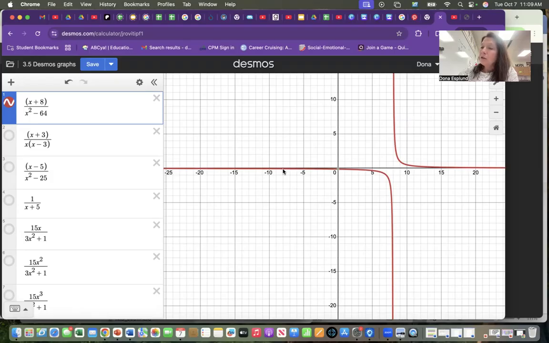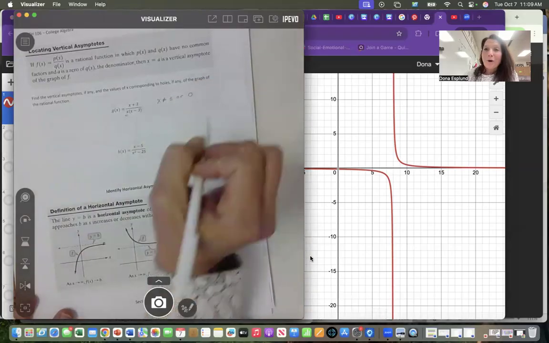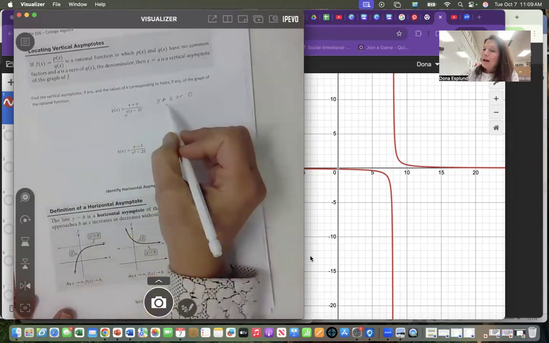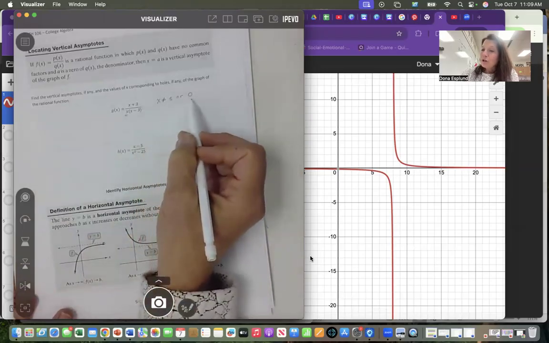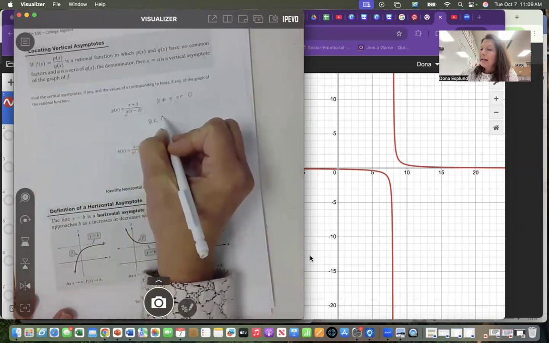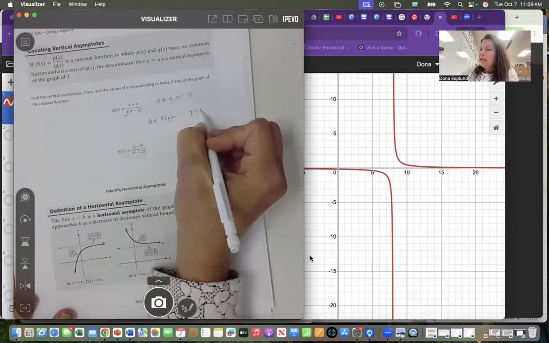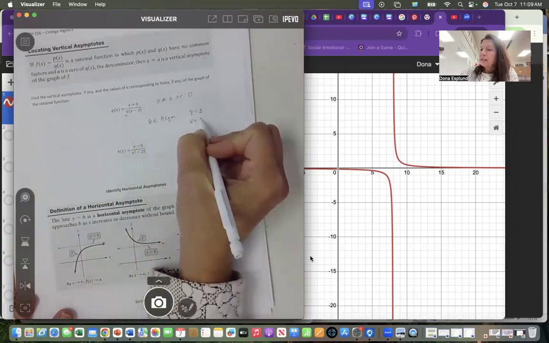So in this case, I know that my domain tells me that x cannot equal 3, and because I pulled out that x by itself, it also cannot equal 0 either. So that tells me that I have vertical asymptotes when x is equal to 3 and when x is equal to 0.